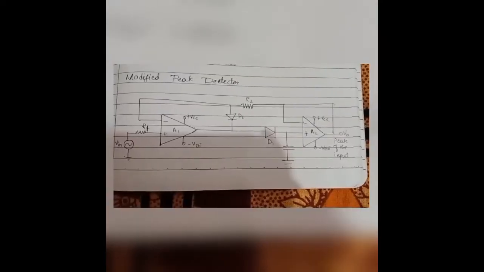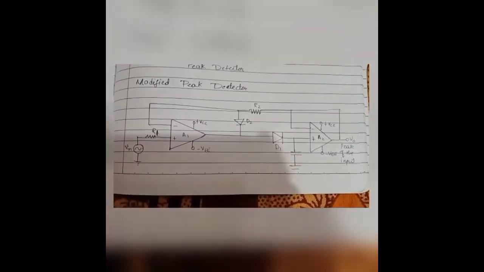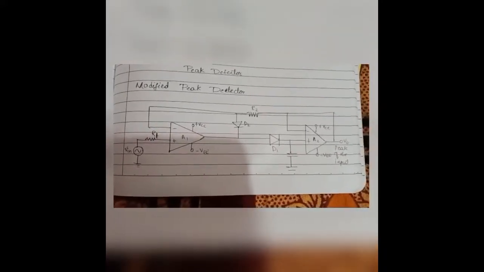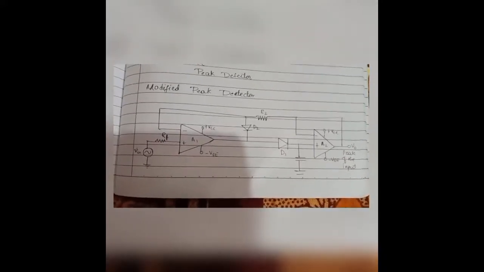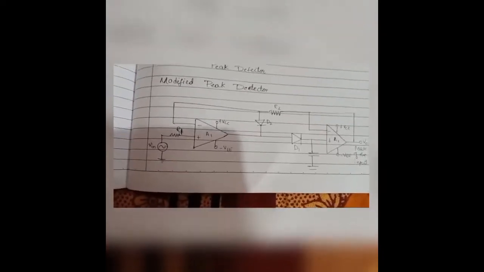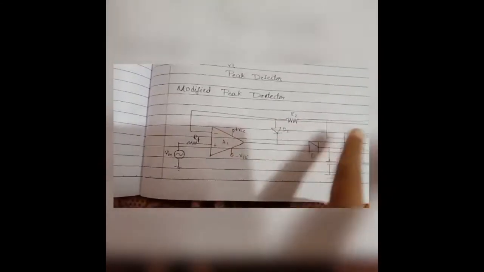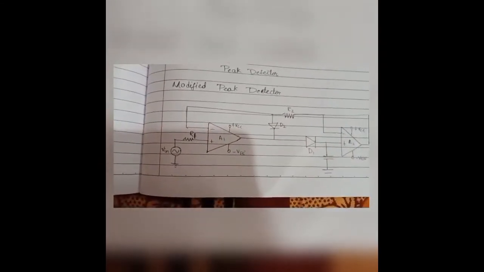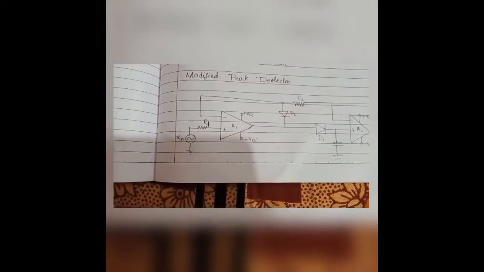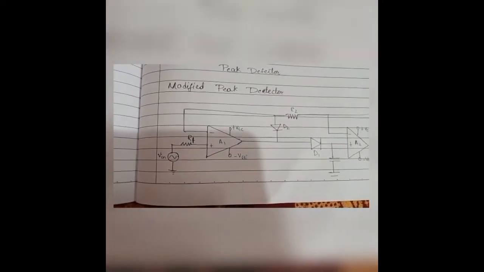The following figure shows the improvement in the peak detector circuit, that is the modified peak detector. It is used to buffer the source of the signal from that of the capacitor. As we can see, the circuit is comprised of two op amps. However, the basic circuit of the peak detector contains only one op amp.